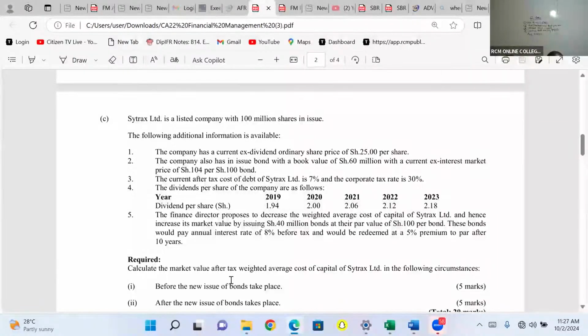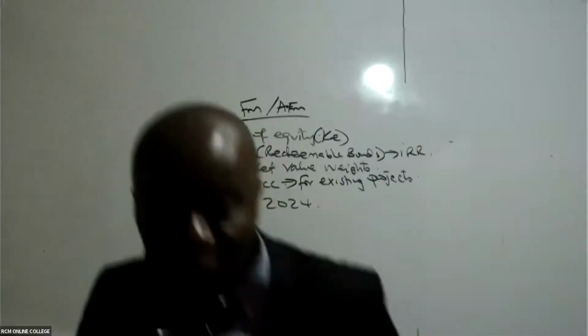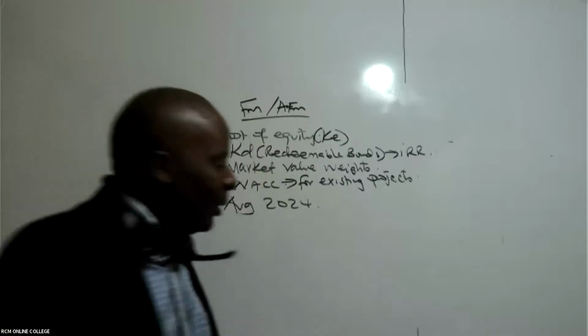Calculate the WACC of Citrus Limited in the following circumstances: before the new bond issue takes place. So before note number 5, using information 1, 2, 3, 4 to give us WACC. Remember, it's only note number 5 which is talking about issuance of a new bond. So they want us to give them WACC using notes number 1, 2, 3, and 4. Then how do we do that? That will be very, very easy. How do we get WACC?